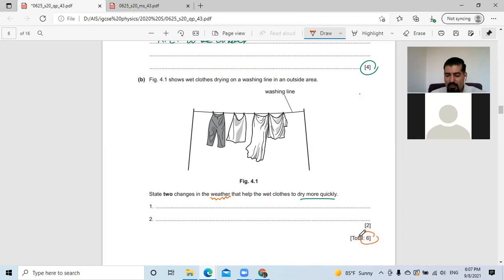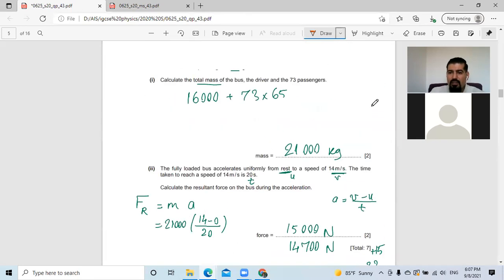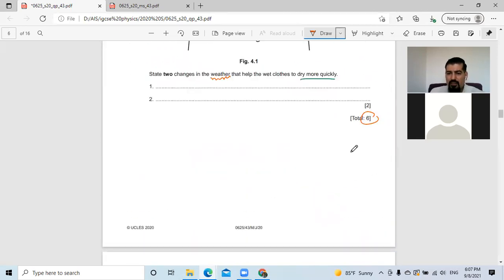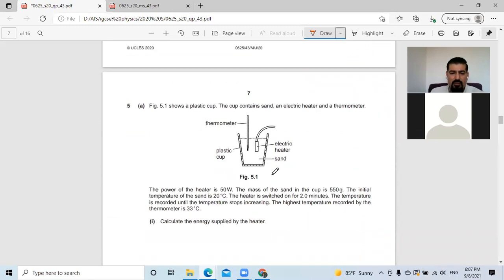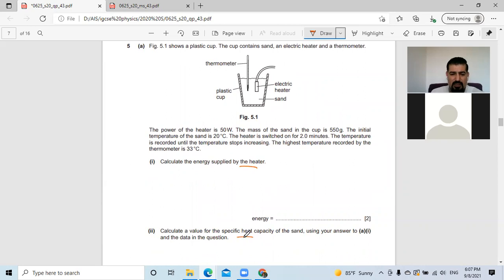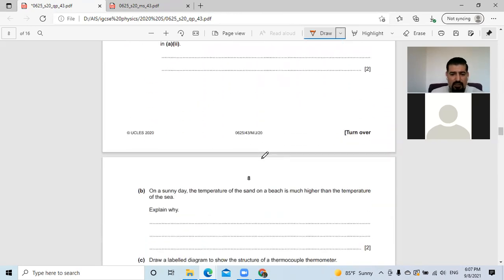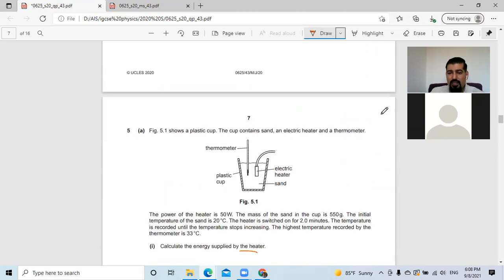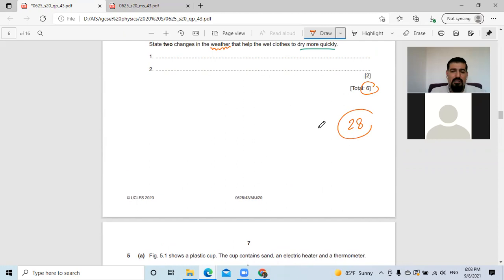That's another 6 marks. How much is the total here? 22 plus 6, 28. If we go on, we are going to talk about specific heat capacity and things that we didn't study yet, then how the sand becomes a higher temperature or not. So far we're at 28 out of 80, which is approximately a C, or a high C. That's good. Our target is to get A or A star.